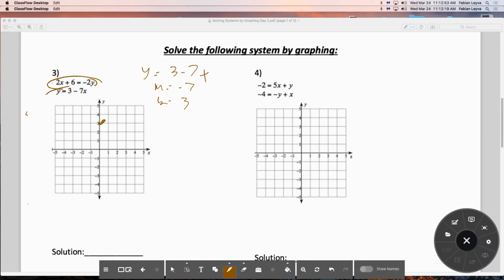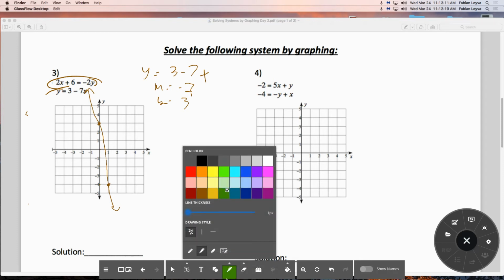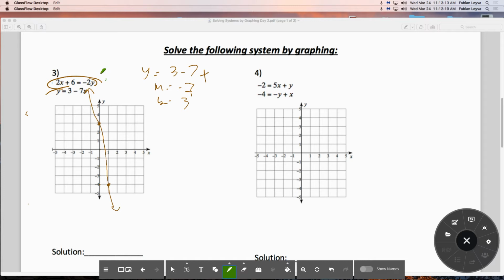So here is a +3. Notice that my slope here is a -7 over 1, so that means I'm going to go down 7: 1, 2, 3, 4, 5, 6, 7, and over 1. So there is my graph, as crooked as possible, but again, you'll see in a second that hopefully they intersect. All right, so let's look at our second one.